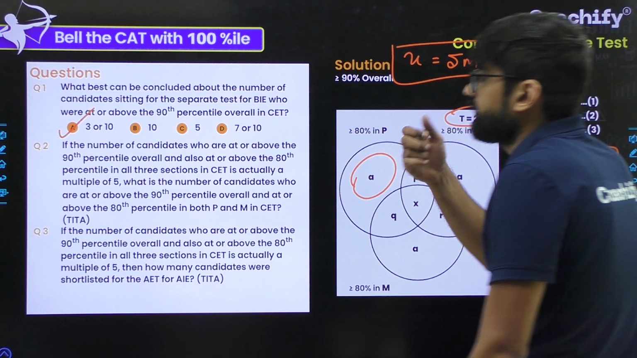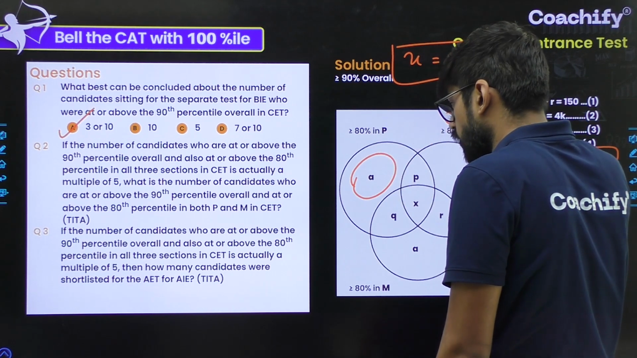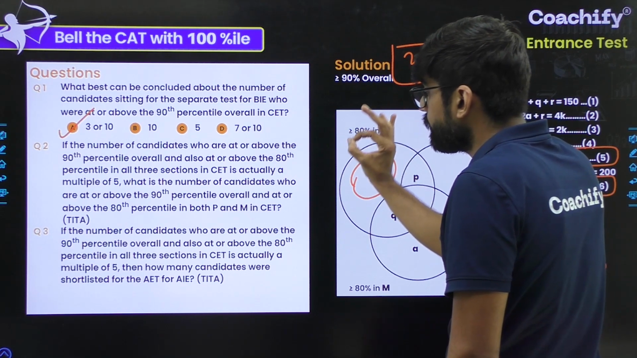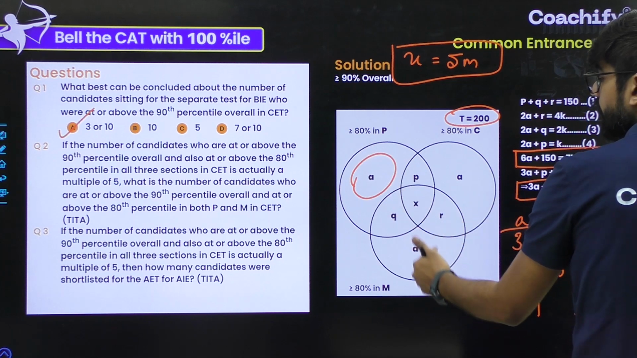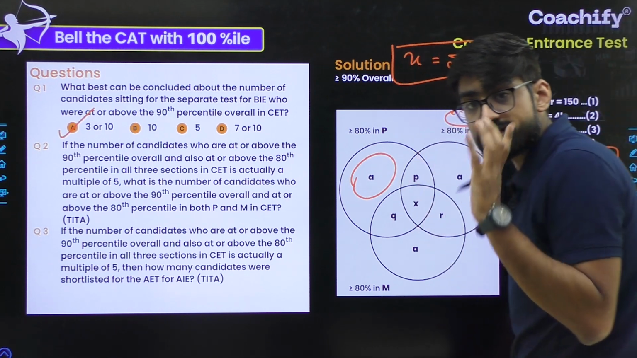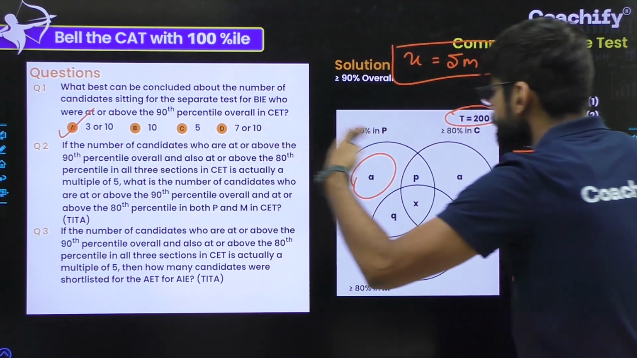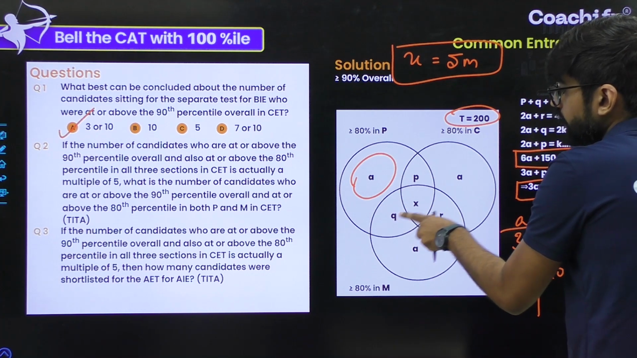Also, we are meeting this criteria. So now it says, what is the number of candidates who are at or above the 90 percentile overall and at or above the 80th percentile in both P and M in CET. Both P and M means we have to find out the value of Q plus X. Guys, you have to understand here that we are not saying in both P and M only. If we are saying in both P and M only, that means we are only talking about Q and not X.